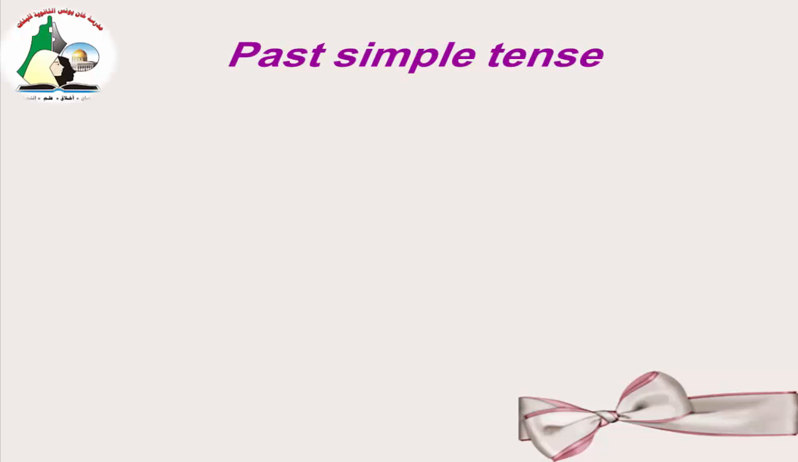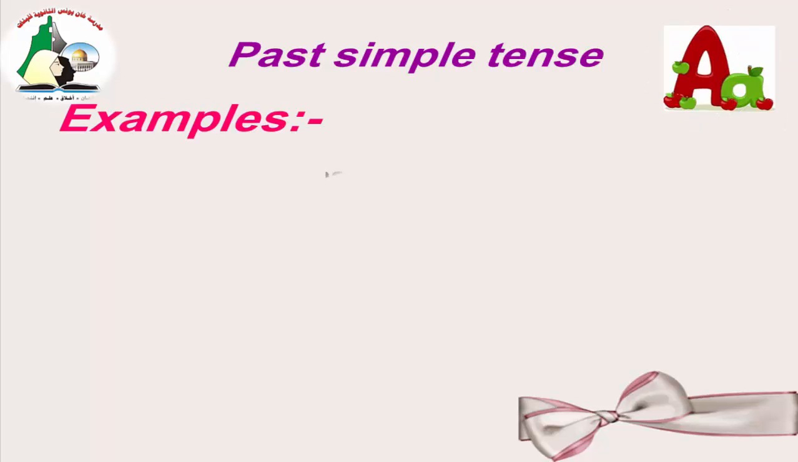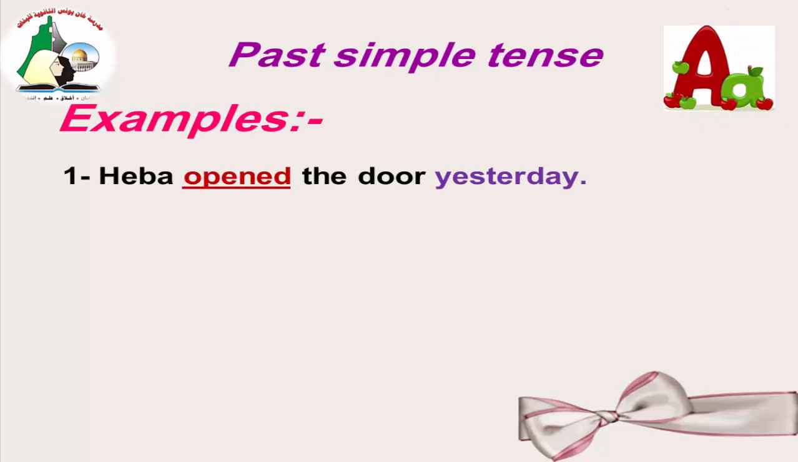Let us see in the beginning the past simple tense. Look at the examples here. Look at example 1. Hiba opened the door yesterday. Read it again please. Hiba opened the door yesterday. Who can show me where is the verb? Yes, opened. Excellent, you are. Open is the verb.